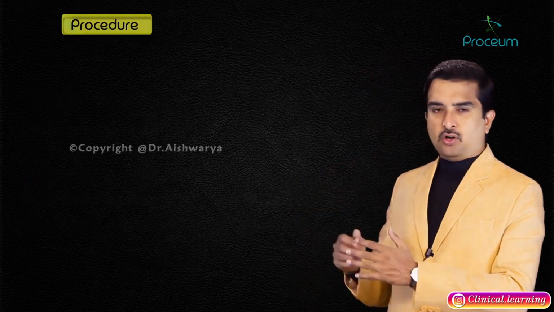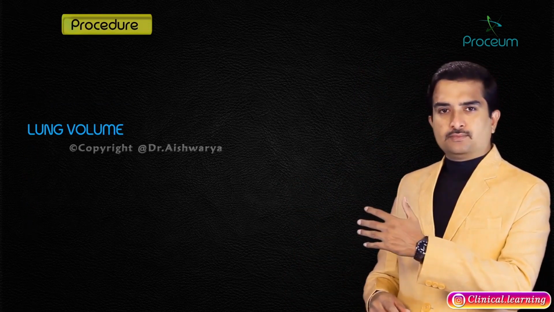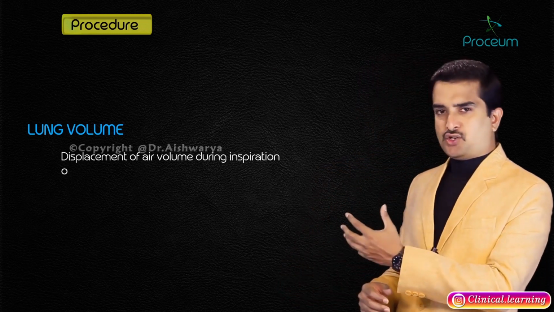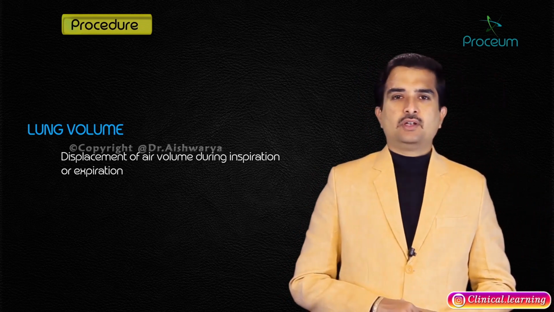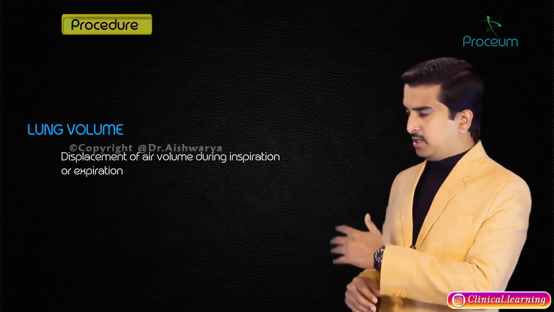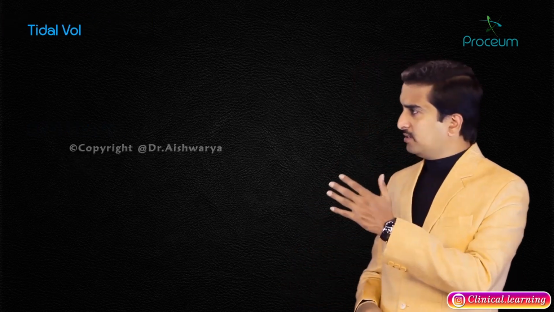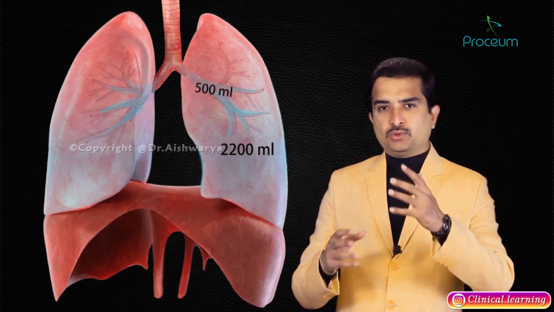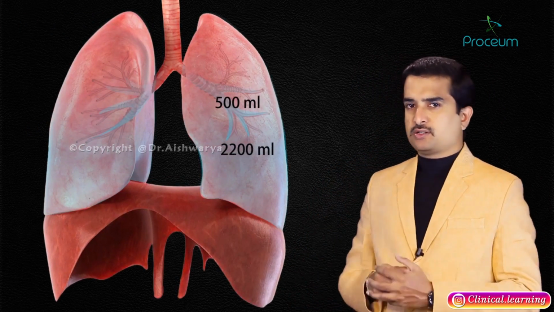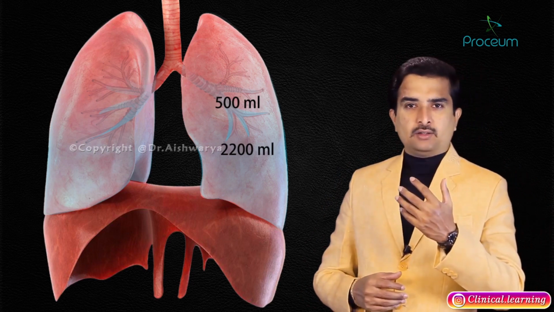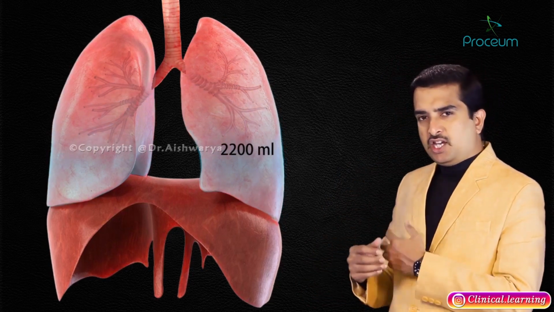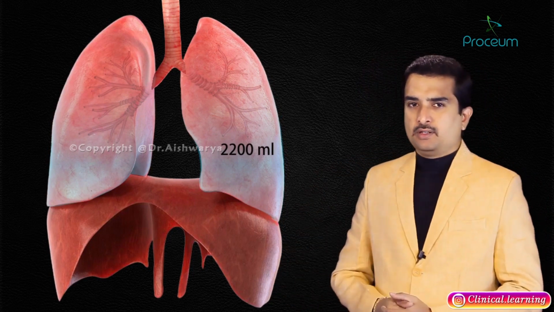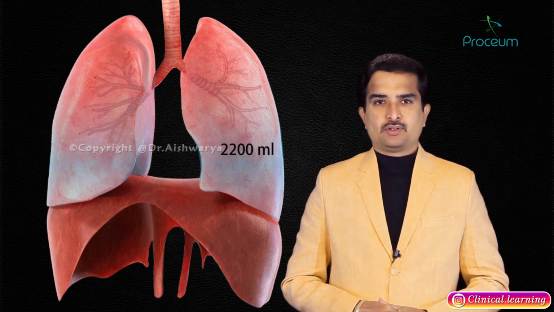So what is the procedure? The lung volume is nothing but the displacement of air volume during inspiration or expiration. If we look at the lung volumes one by one, the first one is the tidal volume. It is the amount of air that moves into the lungs with each inspiration, or out of the lungs during each expiration, during normal quiet breathing. This is called the tidal volume.